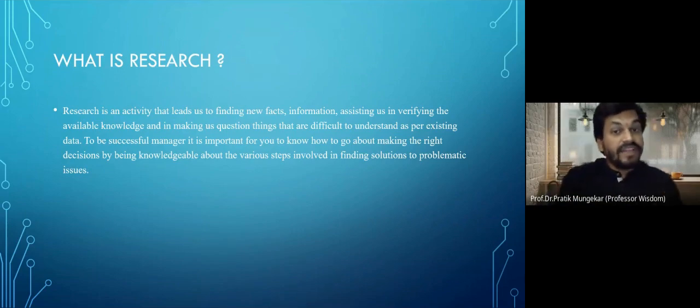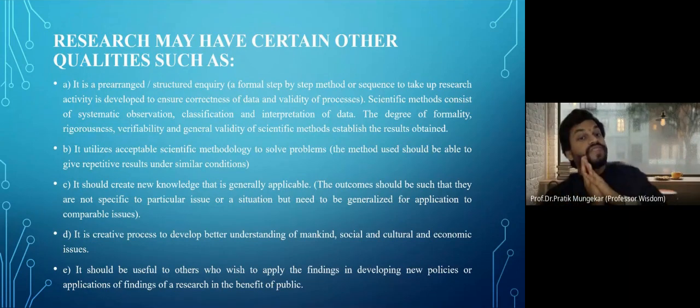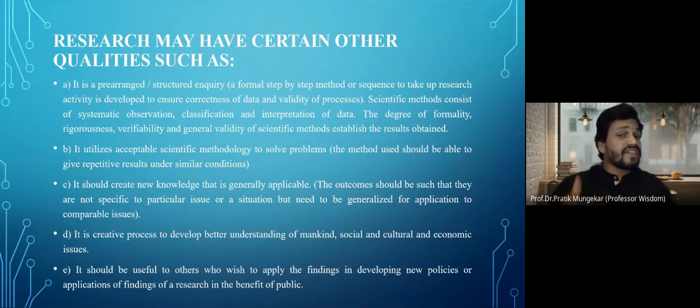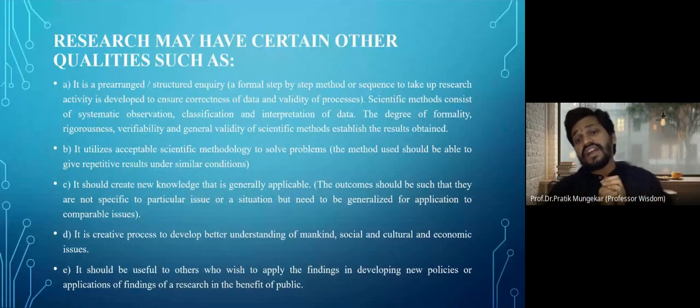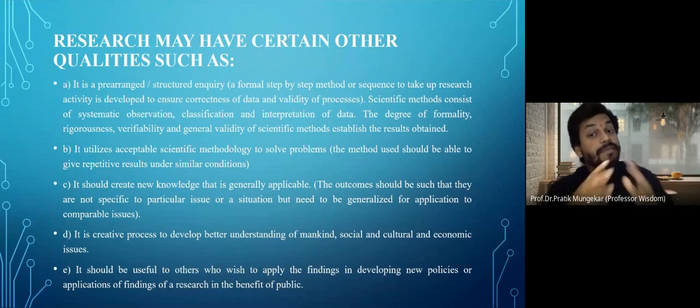Now, next slide, please. This is about the term research. Research may have certain other qualities, such as a pre-arranged, structured inquiry, a formal step-by-step method or sequence to take up research activity, developed to ensure correctness of data and validity of processes. Scientific methods consist of systematic observation, classification, and interpretation of data.